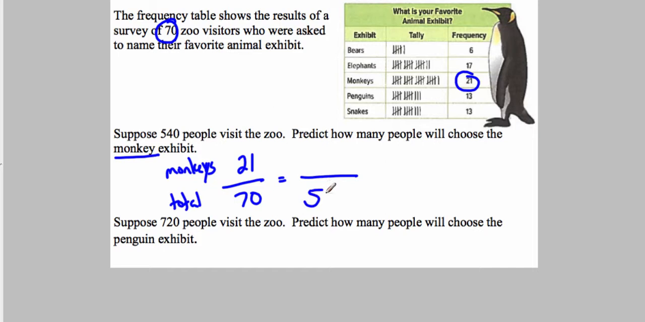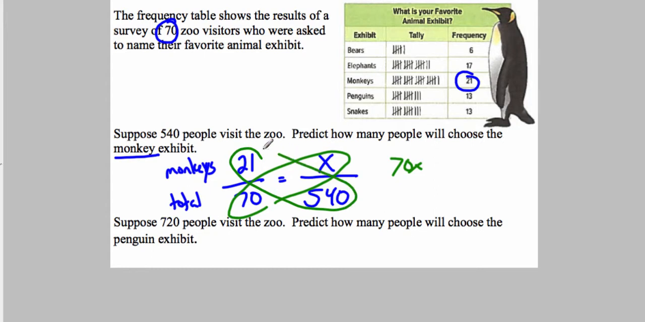We want to know out of 540 people, how many would choose the monkeys. So we do our cross products. 70 times x is 70x. 21 times 540 gives me 11,340. Solved by dividing by 70. And we get 162 people would choose the monkey exhibit. So if it stayed at that same rate, 21 out of the 70 people, we would expect that 162 people out of 540 would want to go see the monkey exhibit or would choose the monkey exhibit. So we're using the data we have from a small trial to anticipate what we would expect from a larger one.